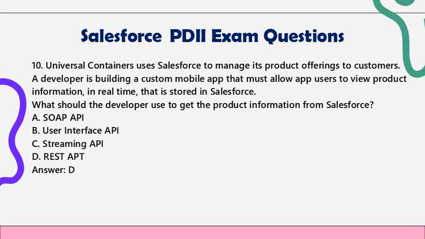A. SOAP API. B. User Interface API. C. Streaming API. D. REST API. Answer: D.